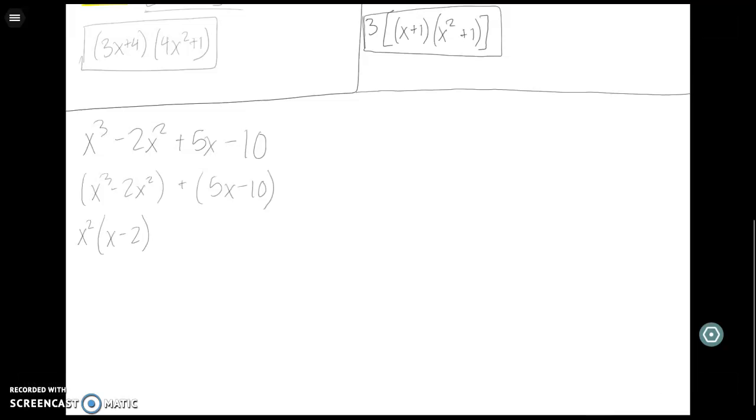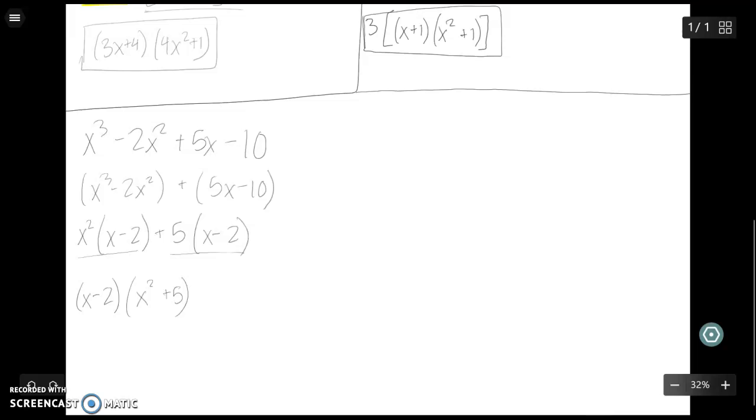And then with the second set of parentheses, I need to find the greatest common factor. And here the greatest common factor is 5. If I factor that out, I'm left with an x minus 2. Now I have these 2 terms, and I'm going to factor out the greatest common factor again, which is now x minus 2. And then what's left after I factor out the x minus 2 is x squared plus 5. So it's the same idea. I just wanted to show you guys an example where I actually have a number out front right here.